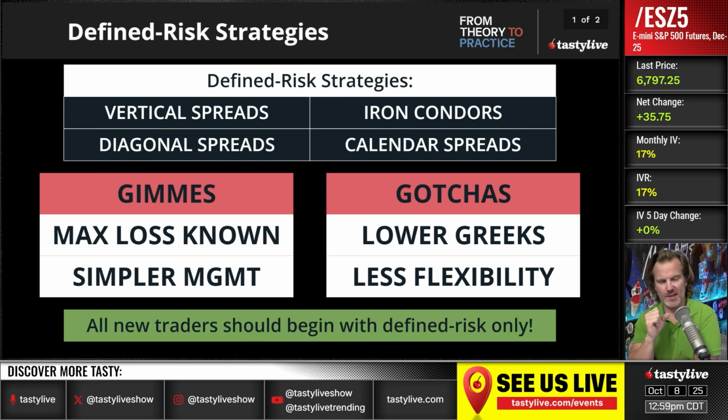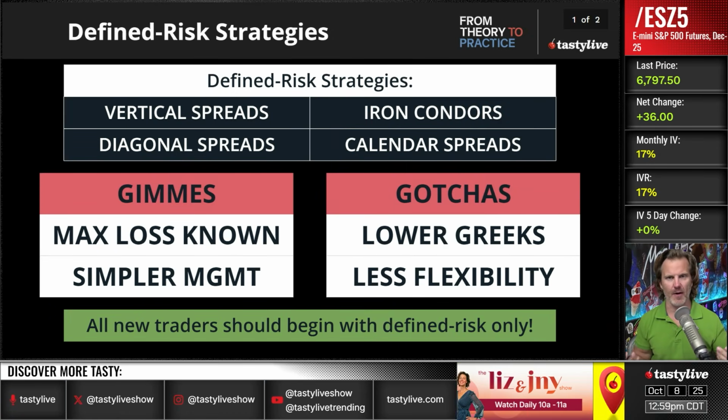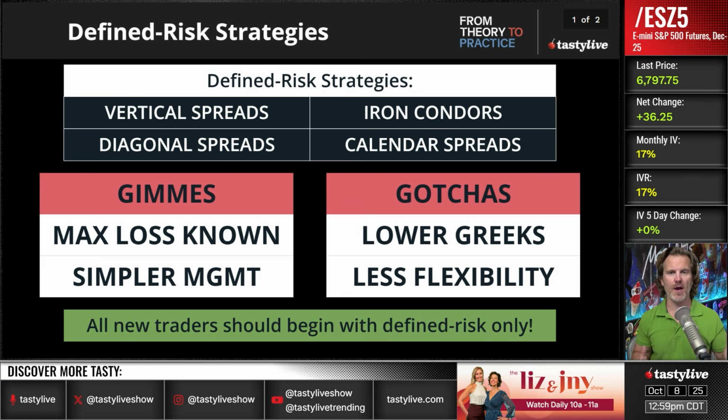So defined risk strategies. Some of the more popular ones that we might use here on the Tasty Network are going to be vertical spreads, iron condors, diagonal spreads, calendar spreads. This is not an exhaustive list. There are other defined risk strategies that you could utilize as well, like iron flies would be another one that we might use from time to time, especially for my zero DTE traders that might be out there watching the show. Welcome aboard. I'm glad that you are here.